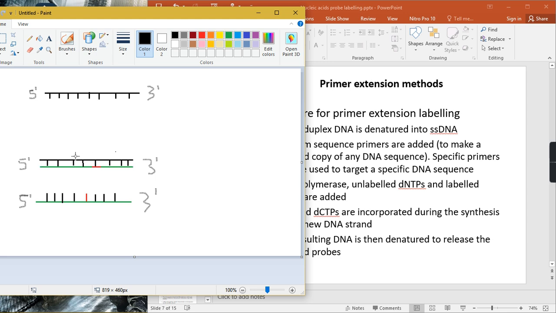After that we denature it again. We denature this double-stranded DNA to release our labeled probe. So this one is now our probe. You see, we have the C here, so it is now labeled. This is the whole process of primer extension. At first we denature our double-stranded DNA to form single-stranded DNA, and we make a complementary pair of it, and we denature it to release our now labeled probe. We would now use this to detect in another solution whether a particular gene of interest is present or absent.